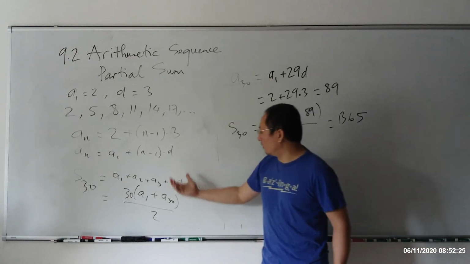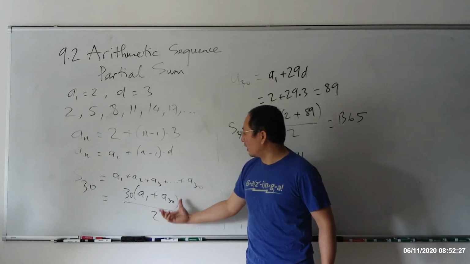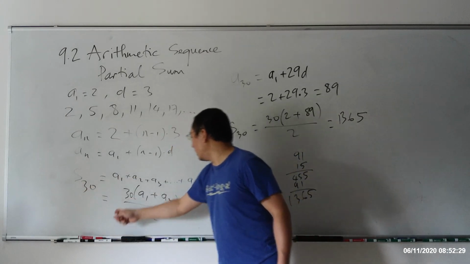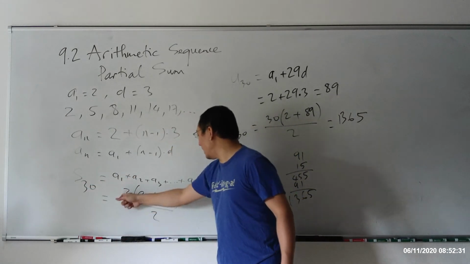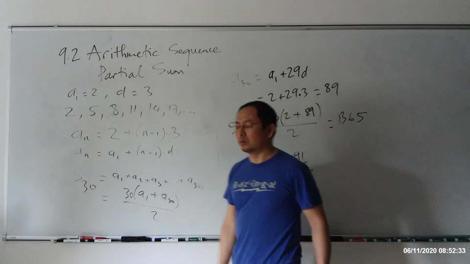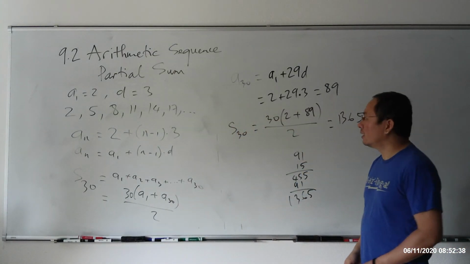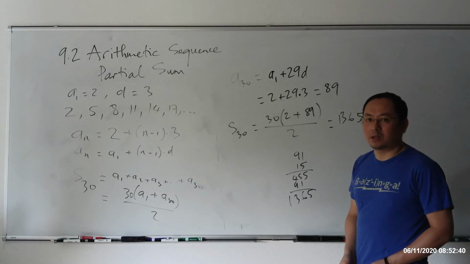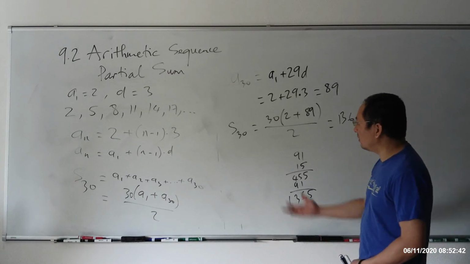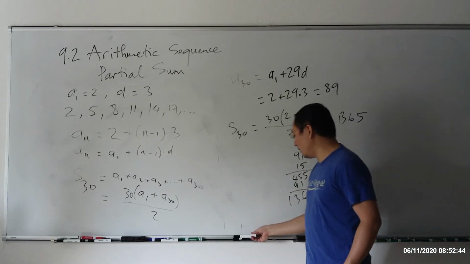And this is the formula for the partial sum: Sn equals n times A1 plus An, over 2. And this is the example. I've gone through all the exercises in this section, 9.2, that you're going to see in your homework, quiz, and the exam. We covered everything in here.